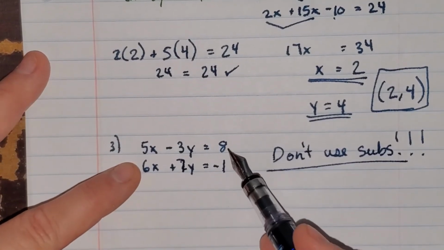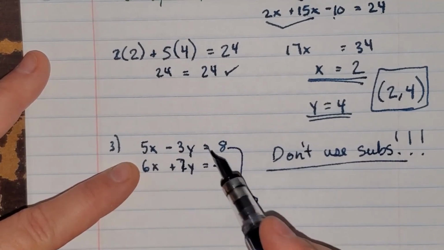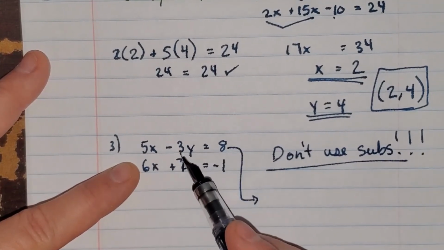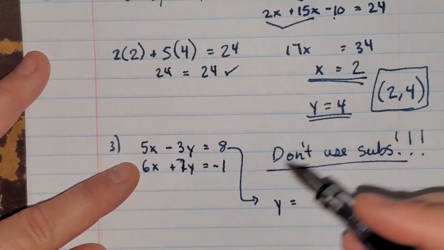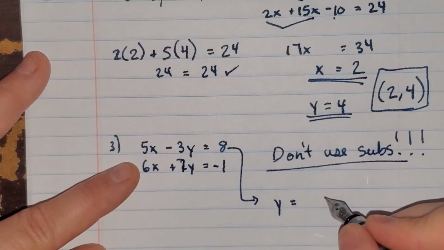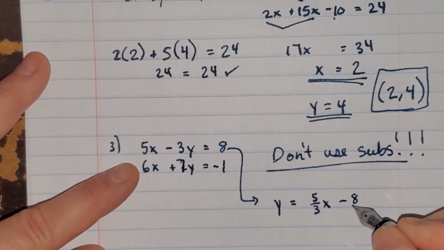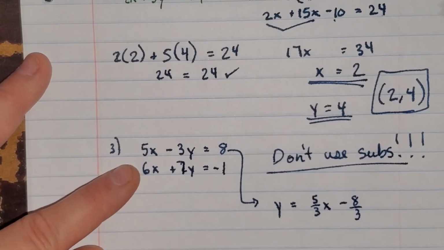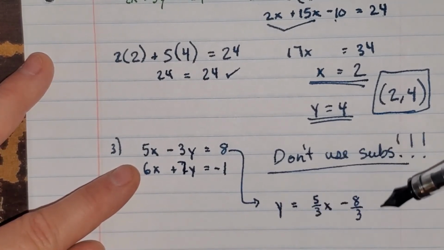If I try to rearrange this for y, what's going to happen? Well, I'm going to take this guy and move it over. He's going to be negative. And then I'm going to divide everything by 3. And so I'm going to get y by negative 3. And we're going to get y equals 5/3 x minus 8/3. And then you're going to have to substitute in fractions.